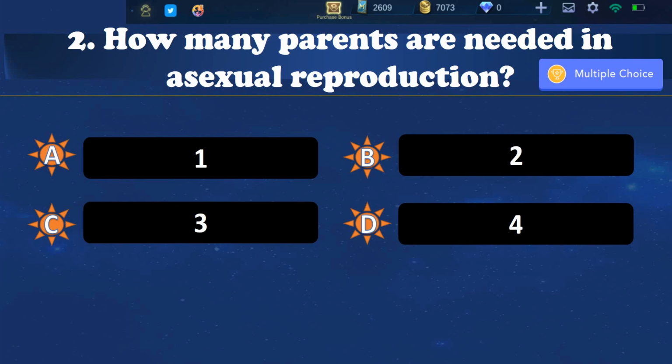How many parents are needed in asexual reproduction? Is it 1, 2, 3, or 4? Go. Time is up. The correct answer is letter A, 1.